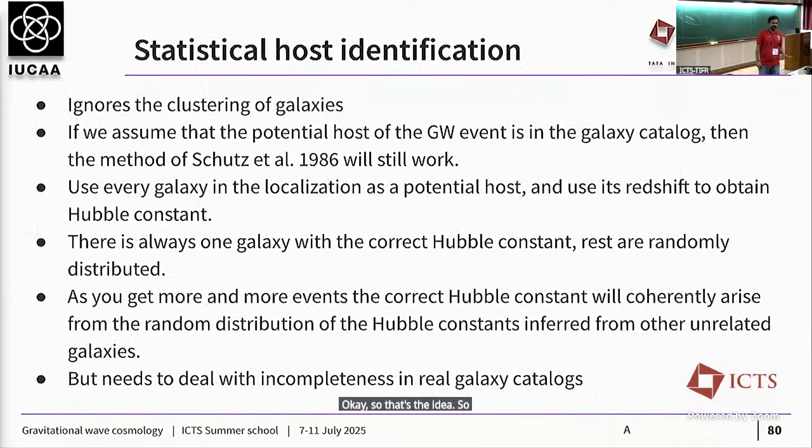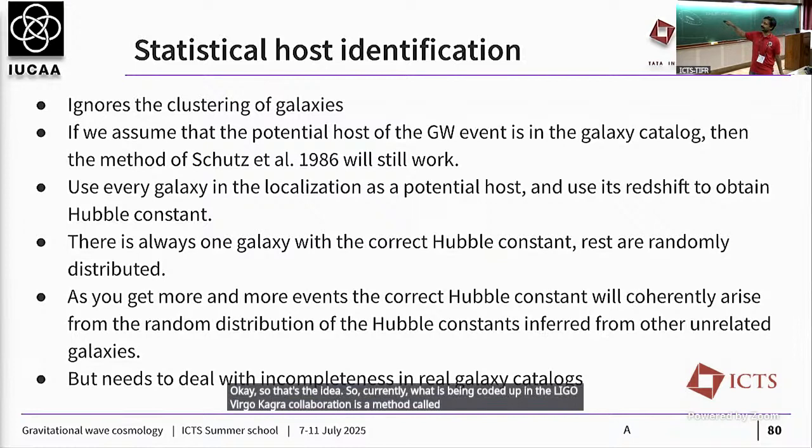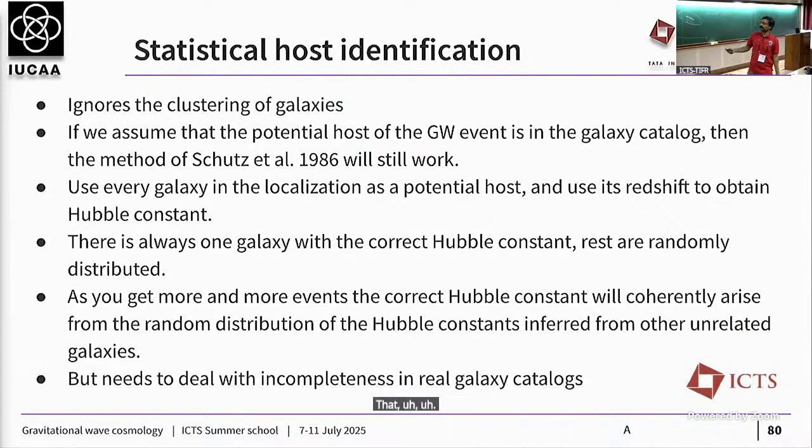So currently what is being coded up in the LIGO-Virgo-KAGRA collaboration is a method called statistical host identification. So it borrows from these methods that Schutz and McLeod and Hogan had. What it does is it ignores the clustering of galaxies. Okay, so galaxies are not distributed uniformly in space, they are also clustered. So this introduces some more complications, or in fact, some more information that you can utilize. And we'll see how to do that on Friday. Okay. So for the moment, we ignore the clustering of galaxies.